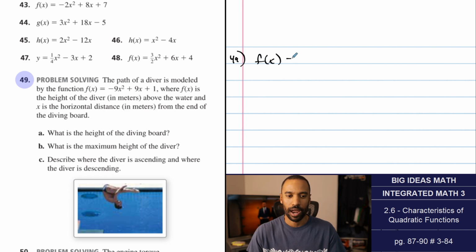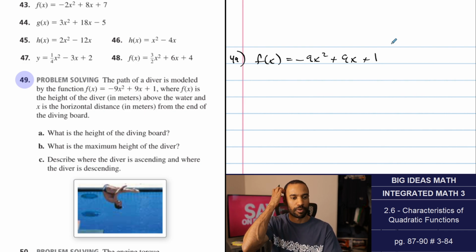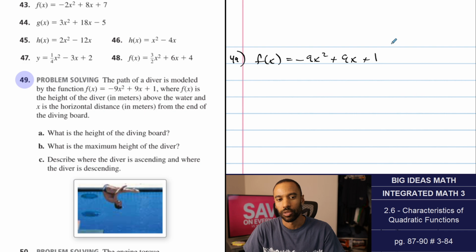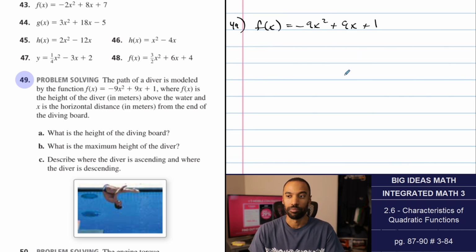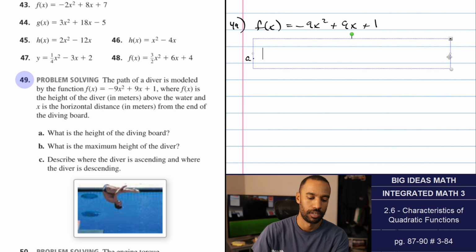Let's write it. Where f of x is the height of the diver in meters above the water, and x is the horizontal distance in meters from the end of the diving board. So the plus 1 probably means we're 1 meter above the pool, I guess. What is the height of the diving board, part A? They don't ask me to explain it, but the height of the diving board is 1 meter.